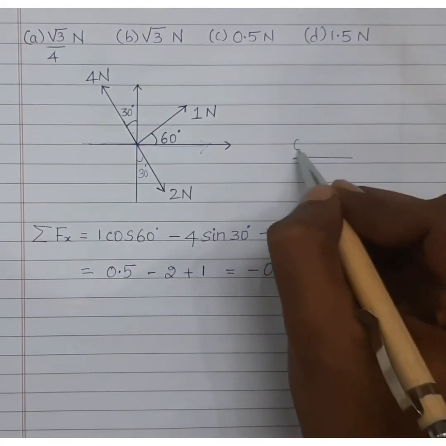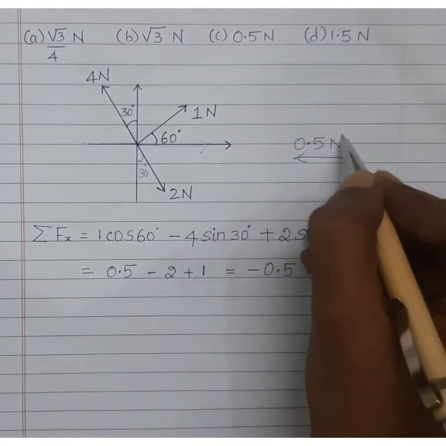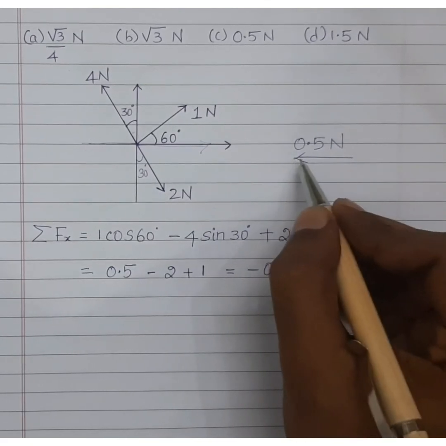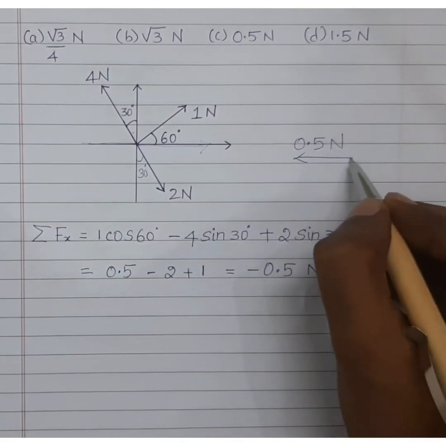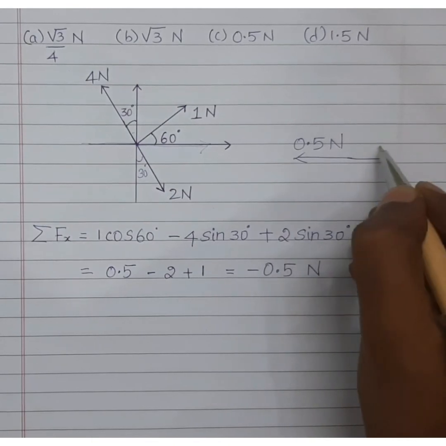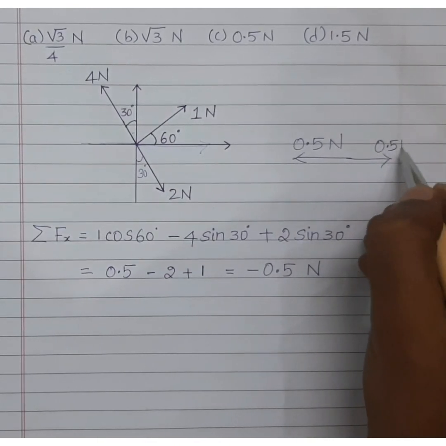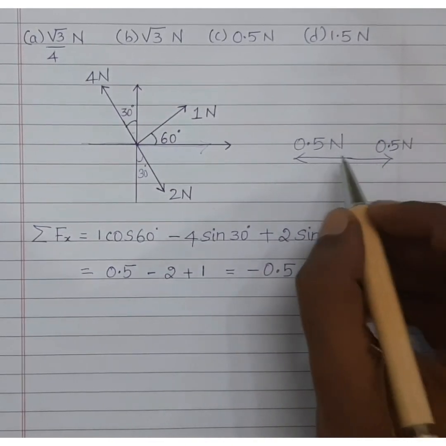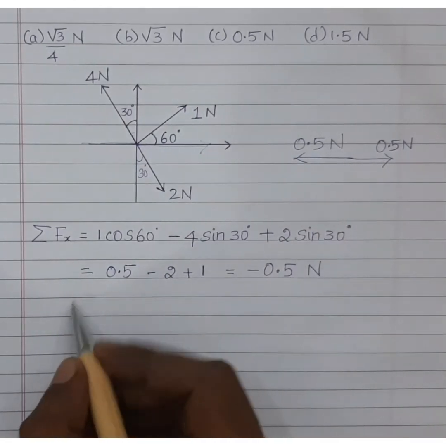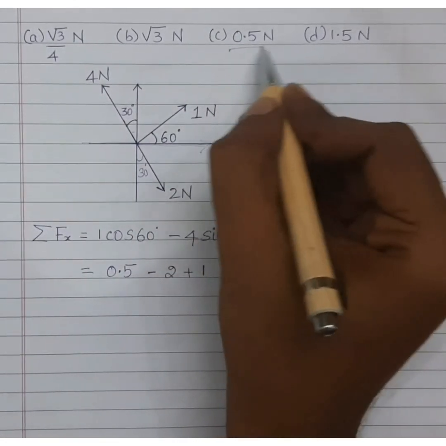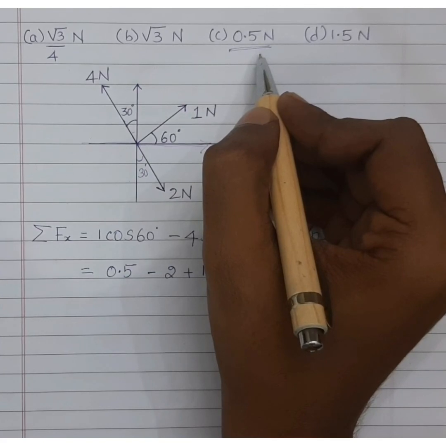So now sigma Fx is acting like this. It is 0.5 Newton towards left. Now to make this 0, I should add an additional force of 0.5 Newton, same magnitude but in the opposite direction. Then only the resultant will be 0. So the additional force that has to be added is 0.5 Newton. Option C.